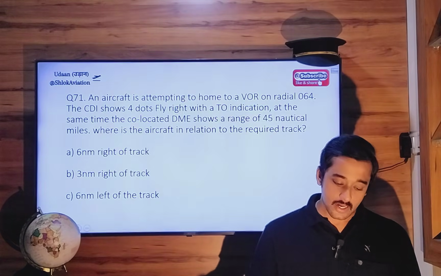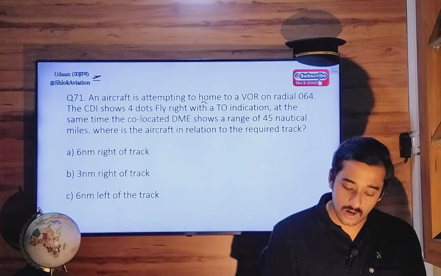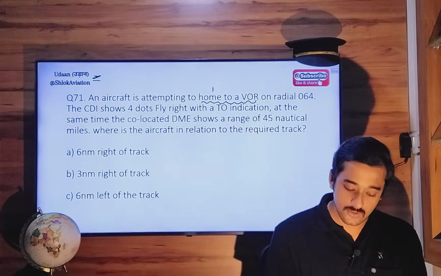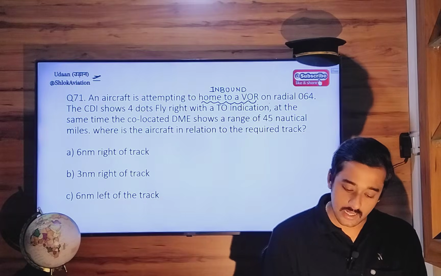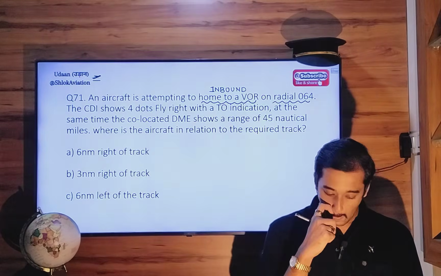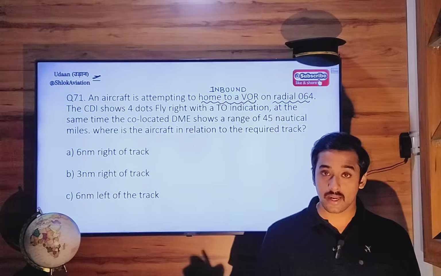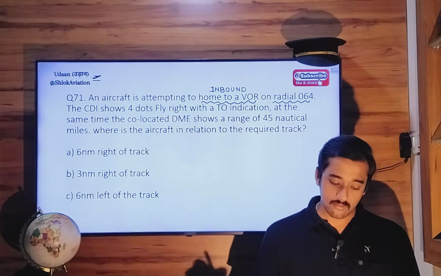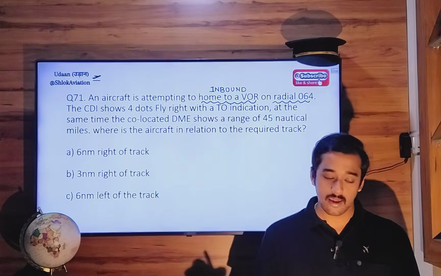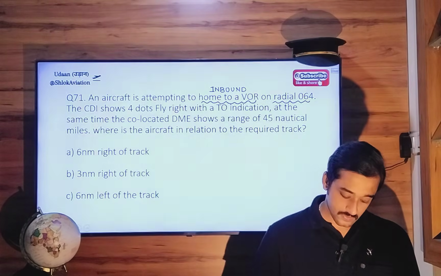Simple. Aircraft is attempting to home to a VOR station. Home means it is flying inbound towards a VOR station on radial 064. The CDI shows 4 dots fly right with a 2 indication. At the same time, DME shows a range of 45 miles. Where is aircraft in relation to the required track?